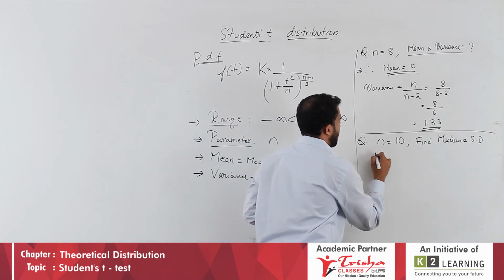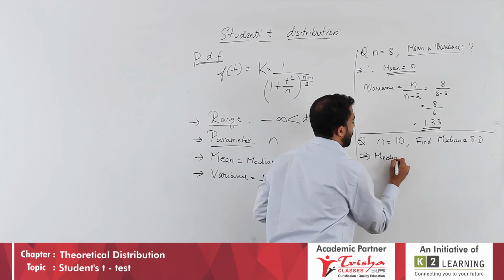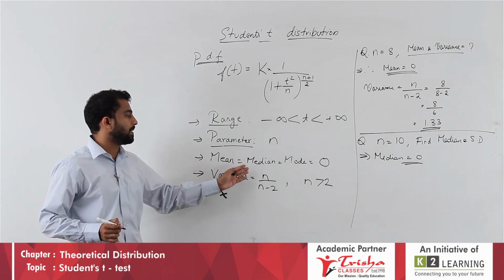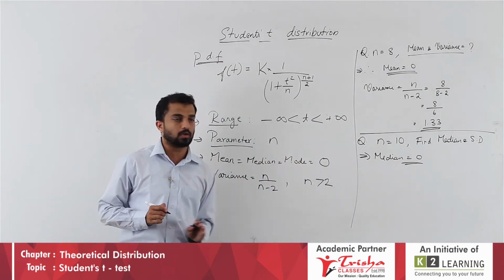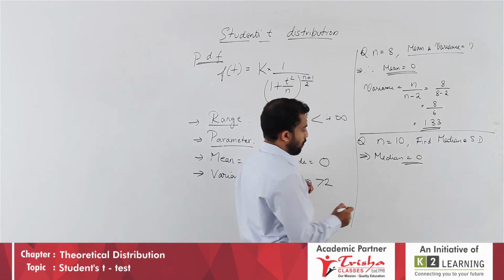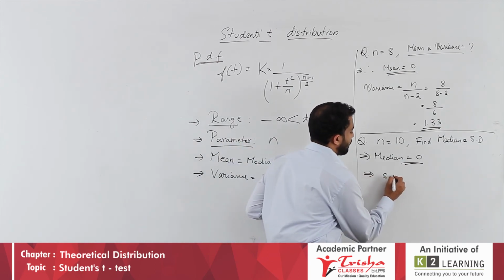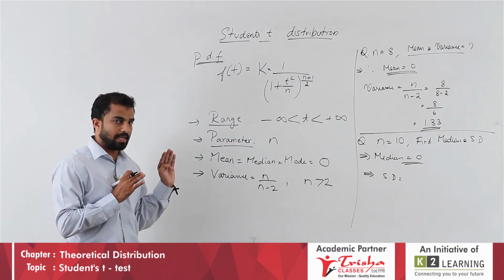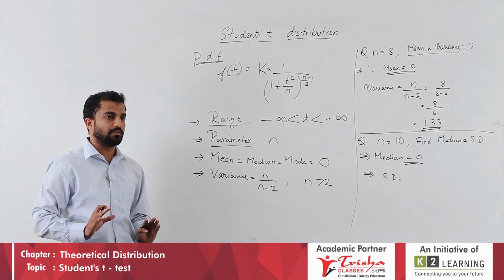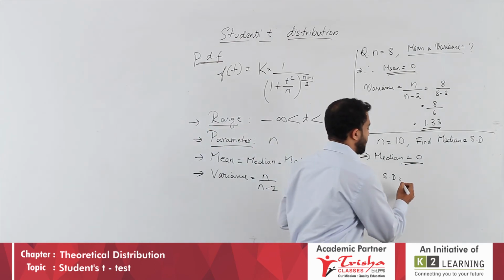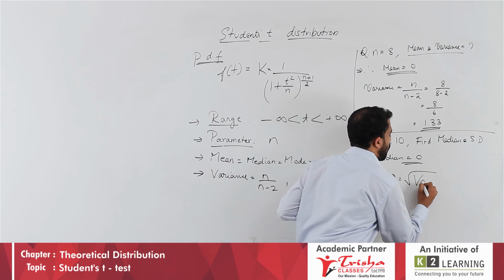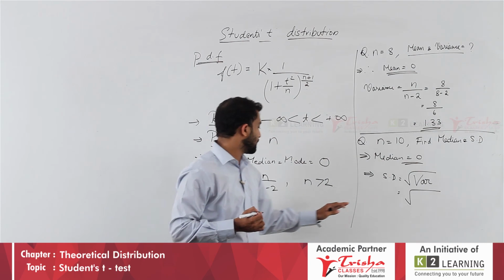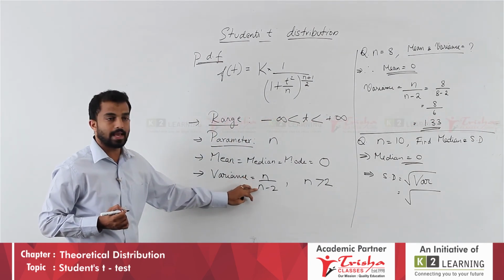Median, you will immediately write the answer: median is 0, because the property itself says mean, median, mode, anything in a t distribution is 0. Now, you might wonder, what is the formula for standard deviation? In any distribution we have taken so far, standard deviation is always the square root of variance. So, square root of, what is the variance here? n by n minus 2.